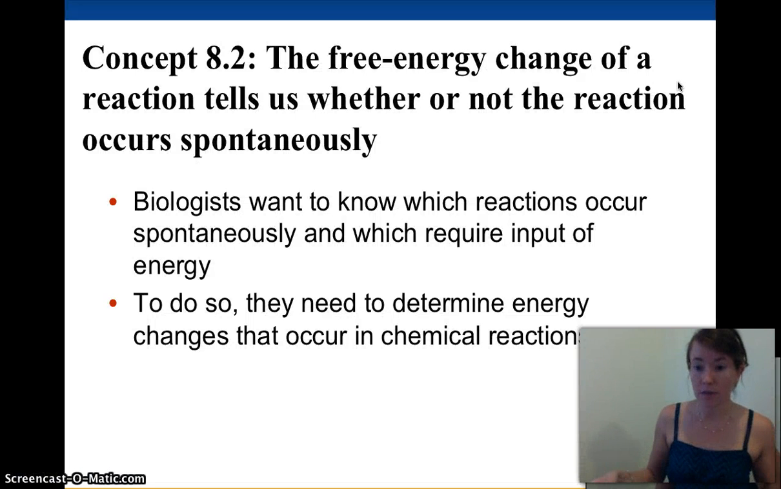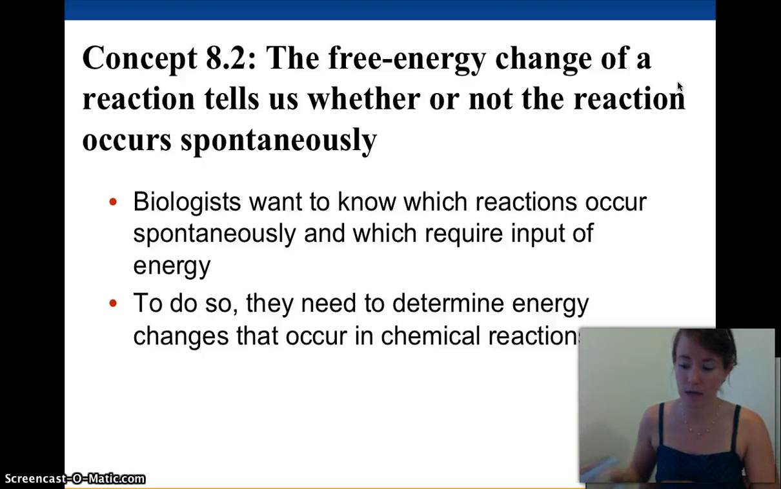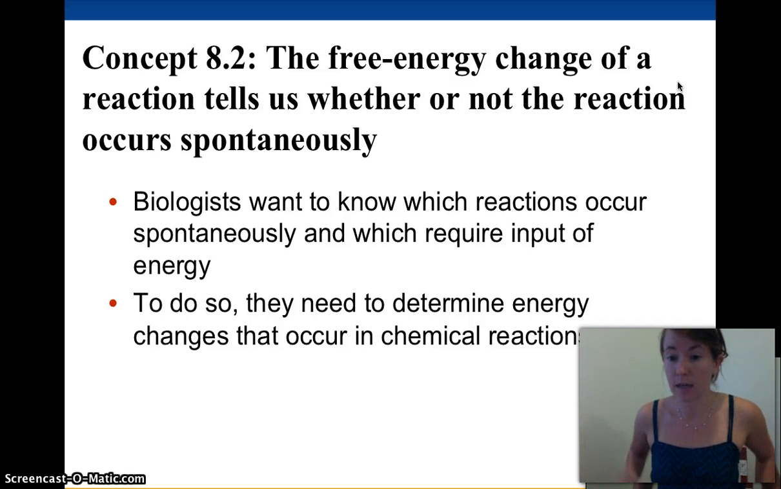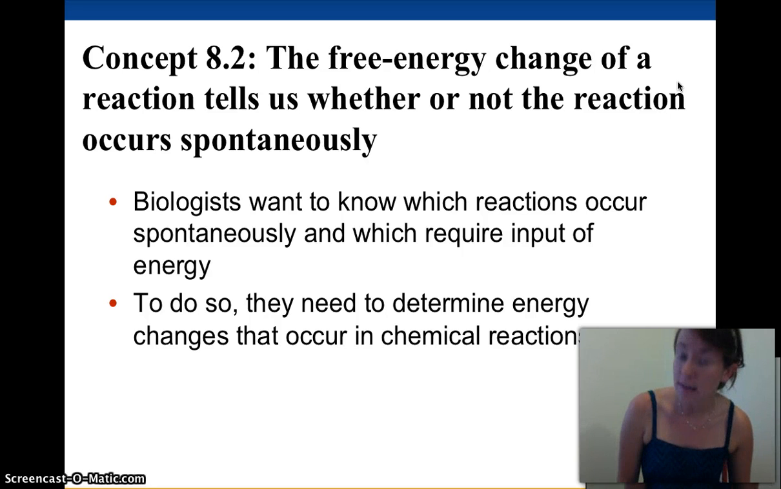So the second section of this chapter, 8.2, is called the free energy change of a reaction, and it tells us whether or not the reaction occurs spontaneously. Last section we talked about what it means for something to occur spontaneously: that we don't need to put in energy, and that it will eventually happen on its own, even if it takes millions of years.